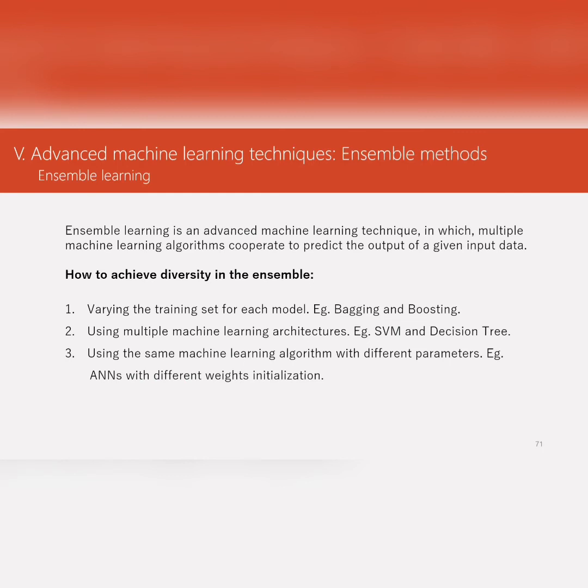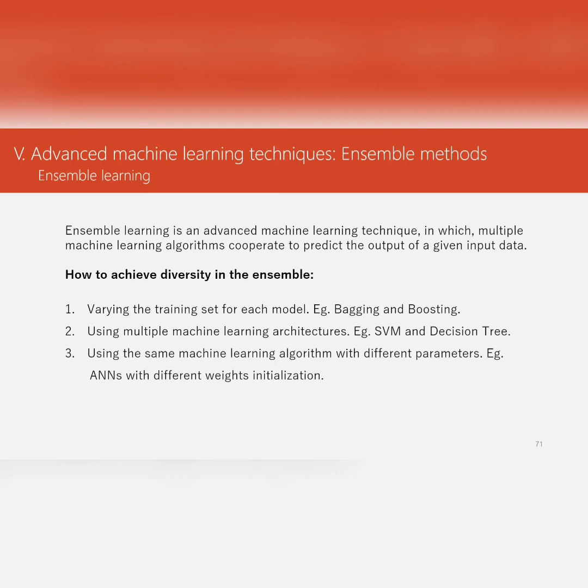Okay, now to the final section in this presentation, we are going to make an overview of some advanced machine learning techniques called ensemble methods. So in these techniques, multiple machine learning models are used to predict the output of a given input data sample. And there are several ways to create an ensemble of diverse algorithms. So the first one is to use a different training subset to train each model. And this results in models with different parameters.